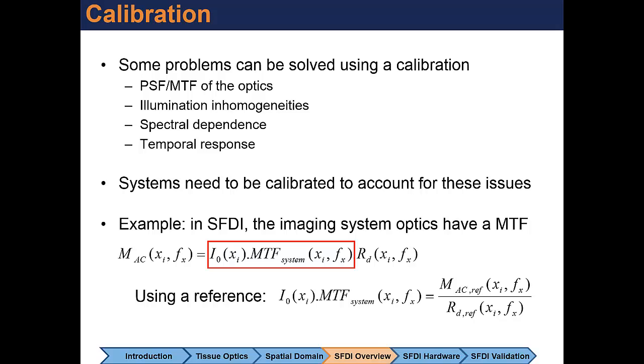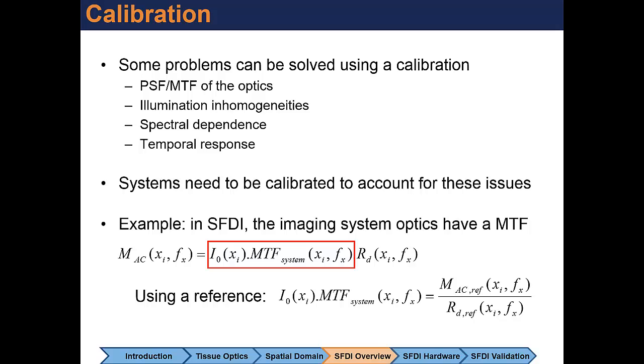So if you think of an AC measurement at a specific spatial location and a specific spatial frequency, that's the illumination function of the LEDs, then going through the transfer function of the system, multiplying that effect through the system, and so decaying the wave not because of the tissue but because of everything else. And then you have the actual diffuse reflectance, which is the MTF of your tissue, and those multiply.